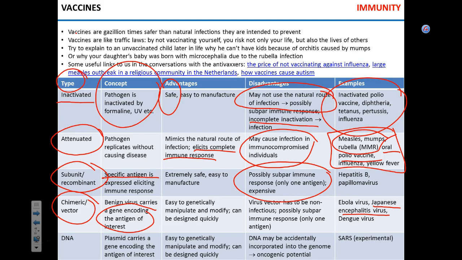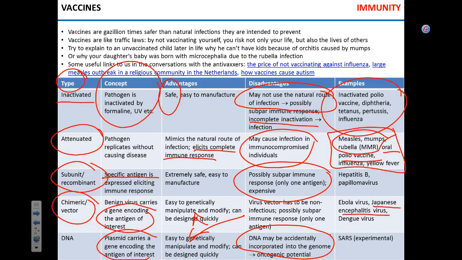Okay. DNA vaccines. Remember we talked about bacterial DNAs, the plasmids, circular DNA that can be easily genetically manipulated. So it's really easy to incorporate the gene into the plasmid and then use this plasmid as a vaccine. So the advantage is, both chimeric and DNA vaccines are really easy to genetically manipulate. The main problem with the DNA is that the plasmid can be accidentally incorporated into the human genome.